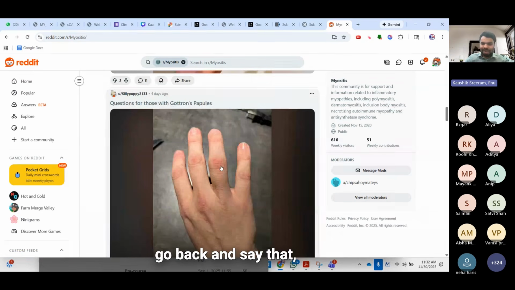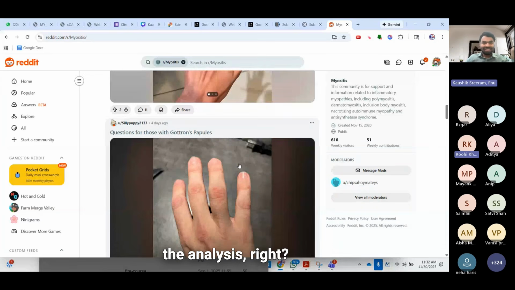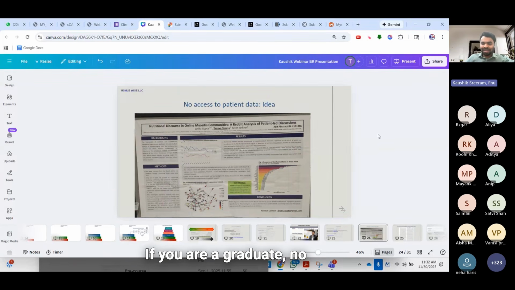Now, Ruhi, you can go back and say that, hey, in hypothyroid or autoimmune conditions, there are so many people who are complaining that doctors are not listening to us. Yes. You can do the analysis, right? So Reddit can be your tool. If you are a graduate with no access to data sets, you can still present research. This is very meaningful. Agreed?